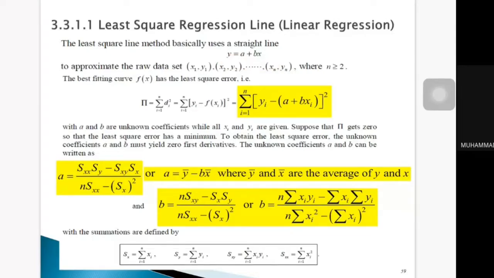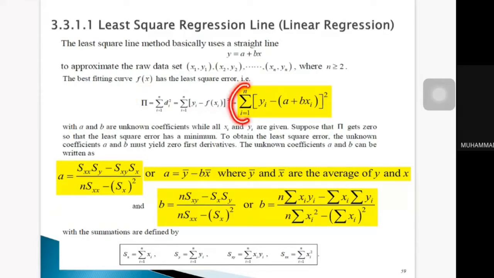The least square line method basically uses a straight line equation to approximate the raw data set (x1, y1), (x2, y2) until (xn, yn), where n is greater or equal to 2. The best fitting curve f(x) has the least square error. So this is how to calculate the error.